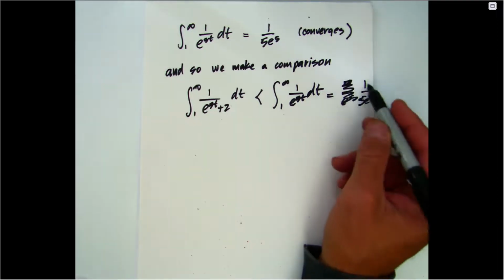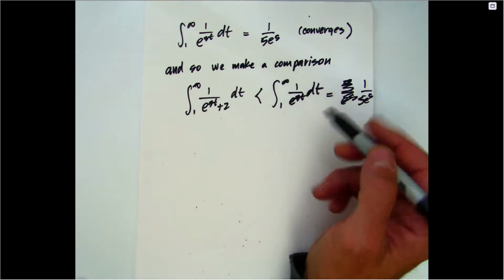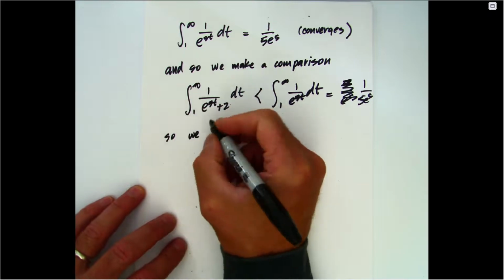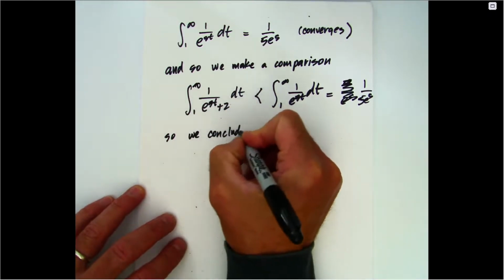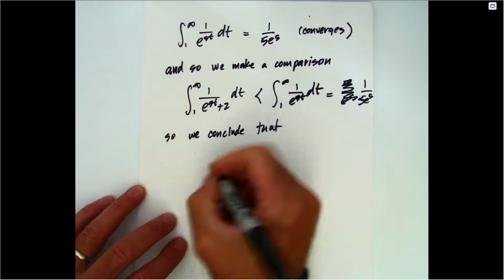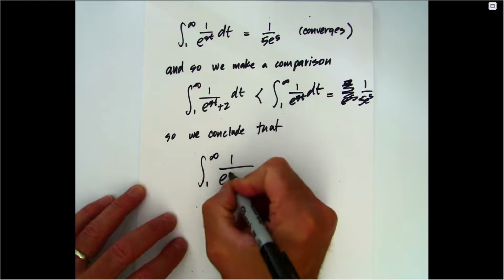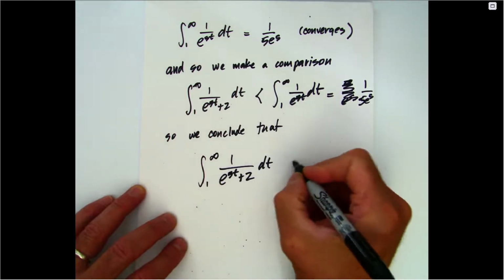Okay, so since this one's finite, and this one is less than that one always, we can say the integral from 1 to infinity of 1 over e to the 5t plus 2 dt converges.